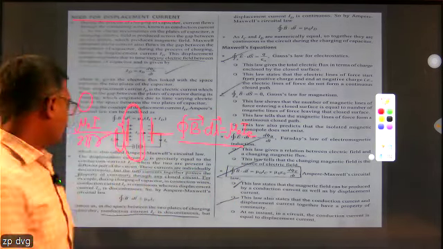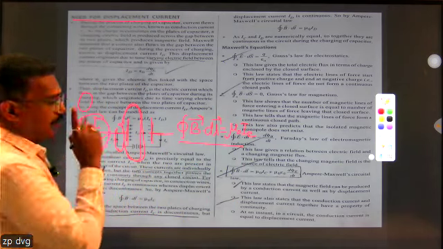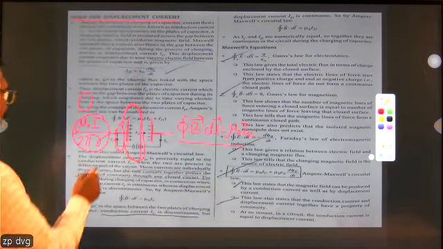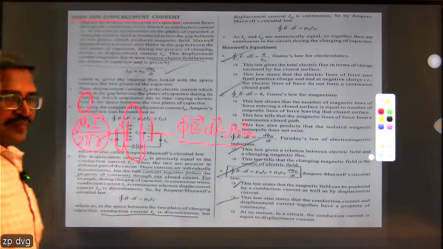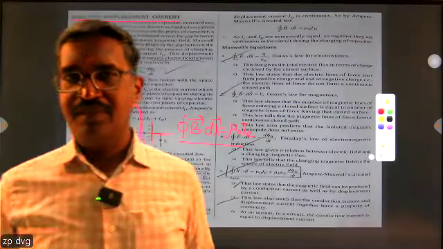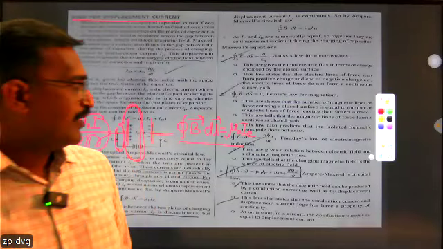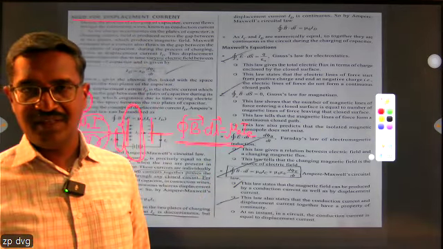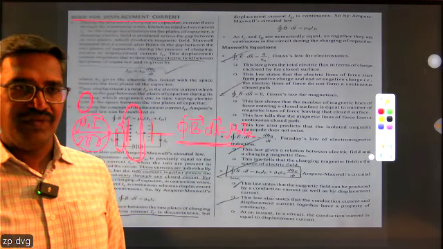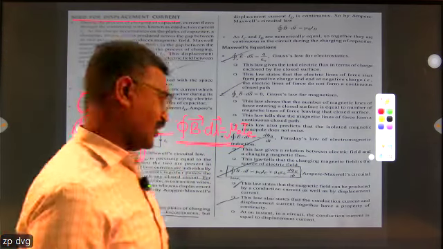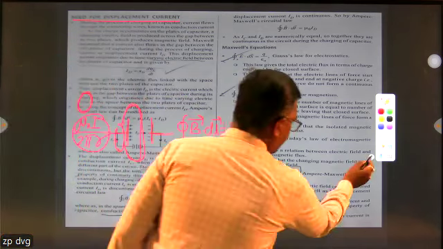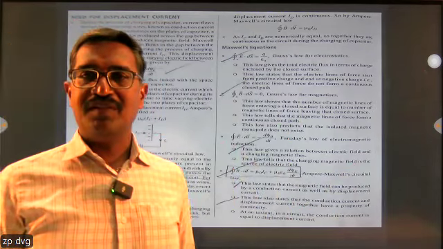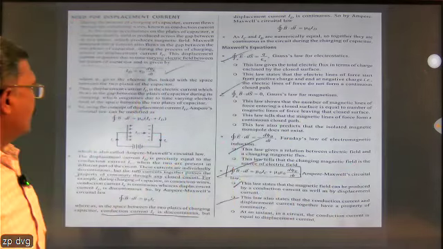But when you choose a circular loop, it was mu naught I by 2 pi r, and when you choose a pot shaped or Tiffin box shaped Amperian loop, the magnetic field around this capacitor was found to be zero. So Maxwell started thinking that something had gone wrong in Ampere's circuit law. He calls it inconsistency. Now we have to remove the inconsistency. So he introduced the concept of displacement current. What current is it? Displacement current.